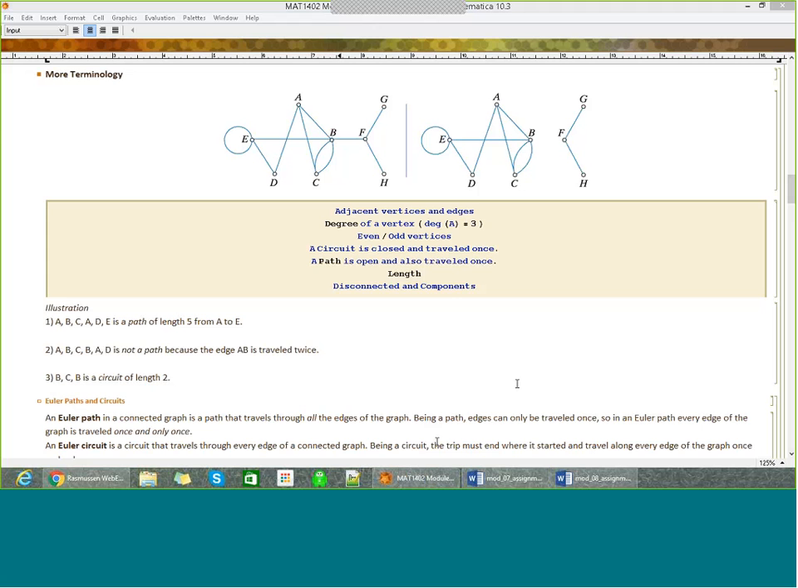That's good. So for example, if you go from A, B, C, A, D, E, that's a path because I only travel each edge once. It's a length of 5. However, A, B, C, B, A, D is not a path because this edge right here, AB, has been traveled twice. If I go from B to C and back to B, that's a circuit because it goes back to the original vertex and it's a length of 2, because one here and one here.